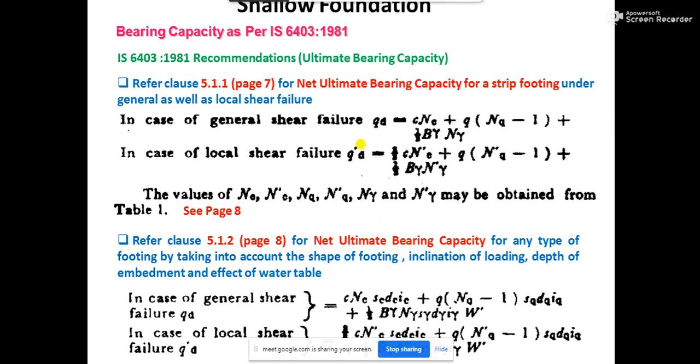There is no problem. But if the load is not acting vertically on the footing, that means the column, which transfers the load from the superstructure to the footing, is transmitting a load that is not vertical, if it is inclined in some way.